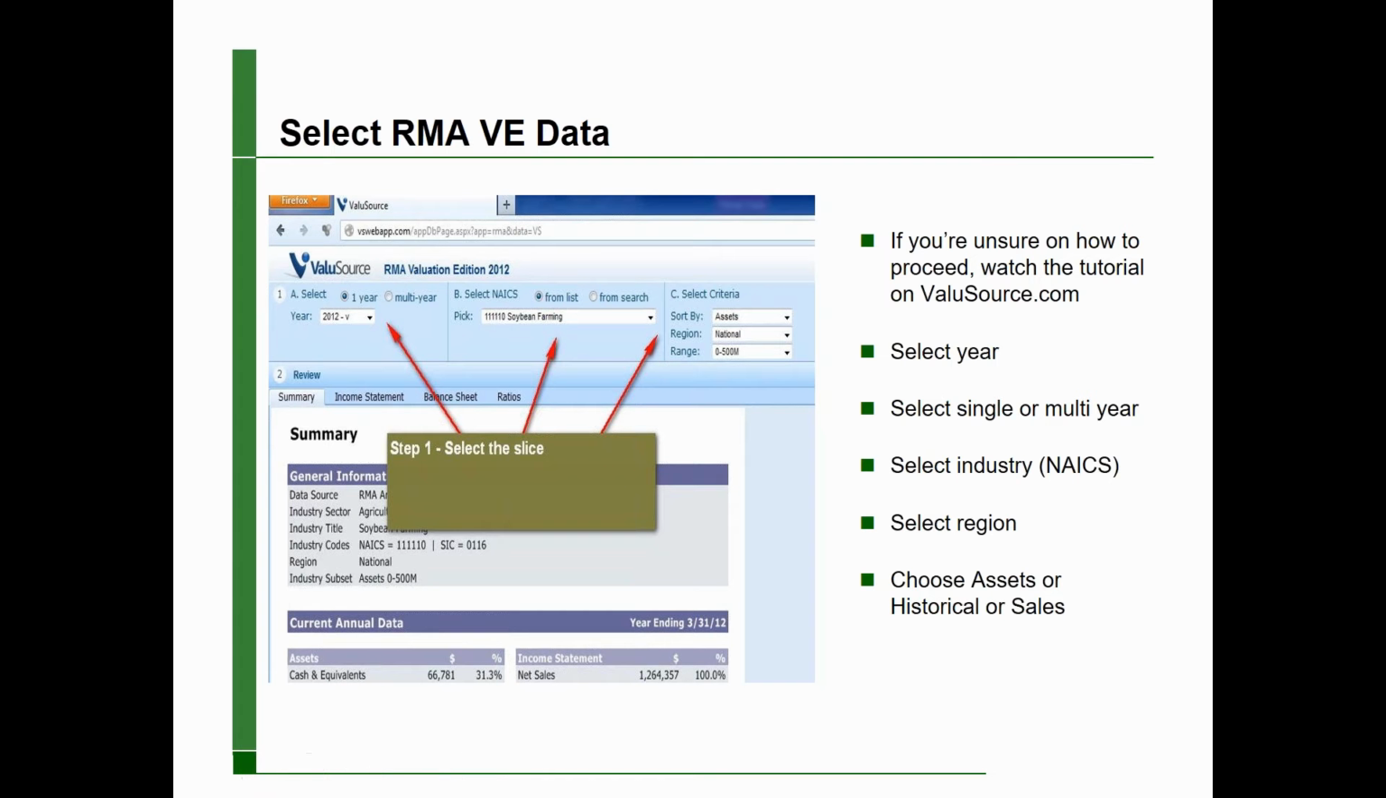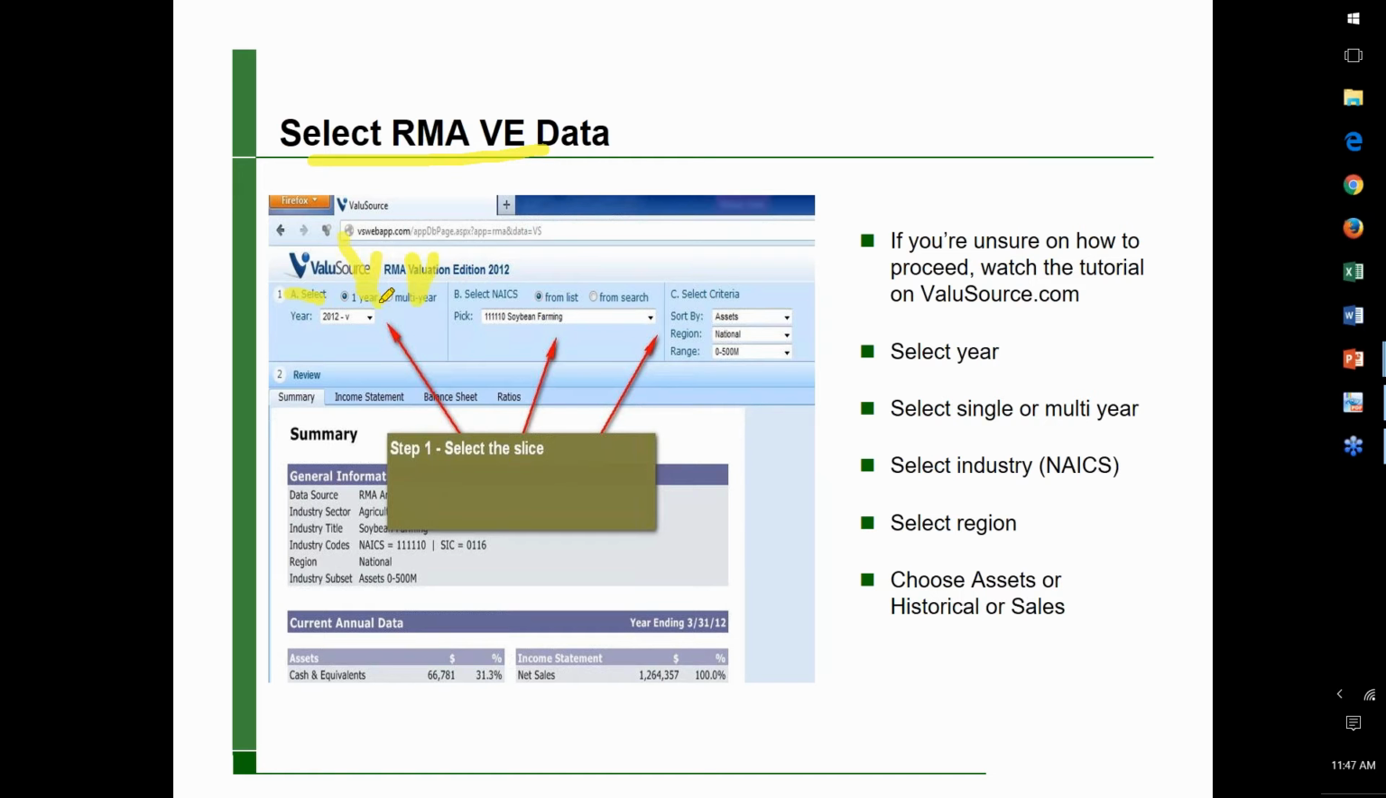Real quick here, about 4 or 5 minutes away from ending. This is how you go out there: you go to VE Data World, you log into RMA Valuation Edition, you get to select what data you're looking at. Some people will want a one-year analysis, some people will want a multi-year analysis. Remember, our multi-year analysis takes a slice of data and compares you against that slice for each of the years. So if somebody changes slices in the middle of the years, you're going to have to take that into consideration when you do your report.